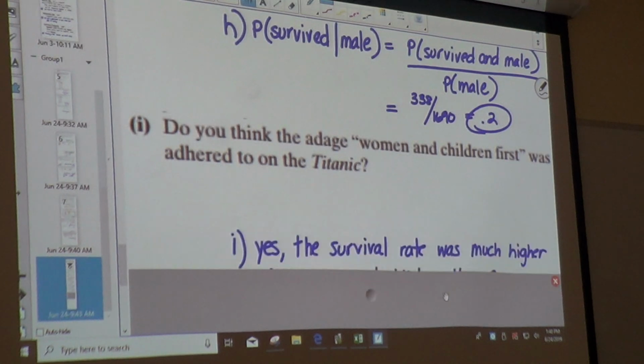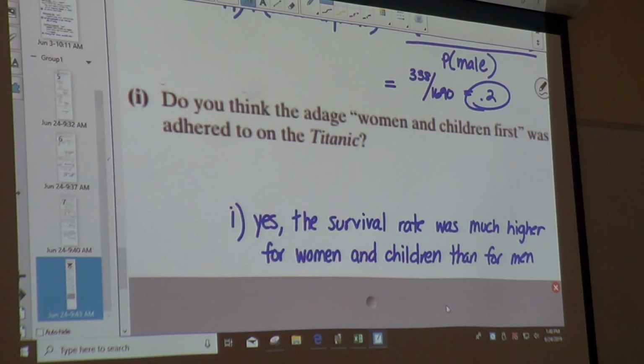So when they say women and children first, that's what they did. They put the women and the children on the lifeboats first, and the men stayed on the drowning boat. So the women and the children had a higher survival rate because the men put them on the rafts first, and the men went down with the boat.